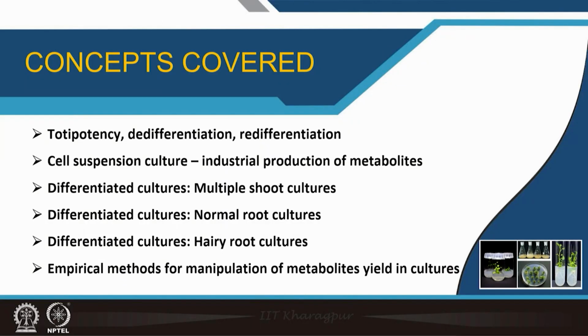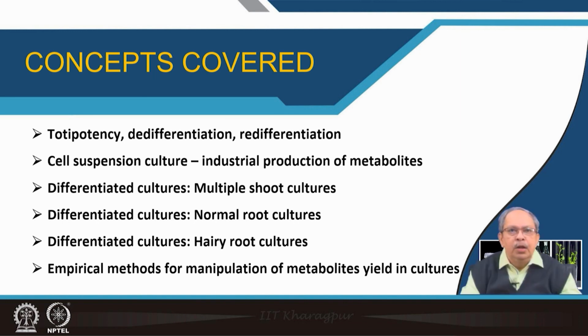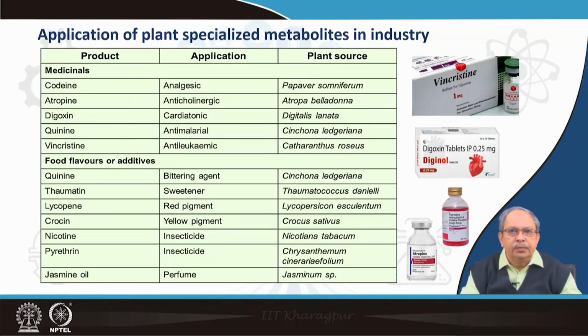What we are going to cover today is, first, the main concept of tissue culture, which is totipotency. We will talk about cell suspension culture, and about differentiated culture, that is shoot culture. We will talk about another type of differentiated culture, that is normal root culture. Then we will also briefly mention hairy root culture, and we will end this lecture with the empirical methods available to manipulate the level of metabolites in the culture.